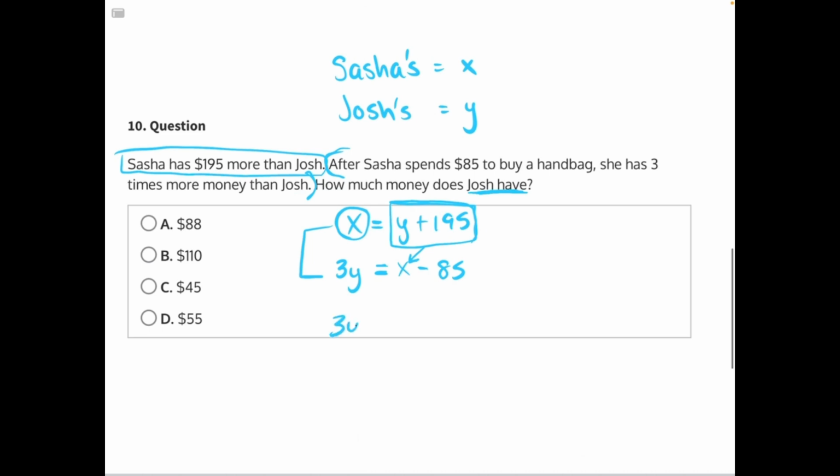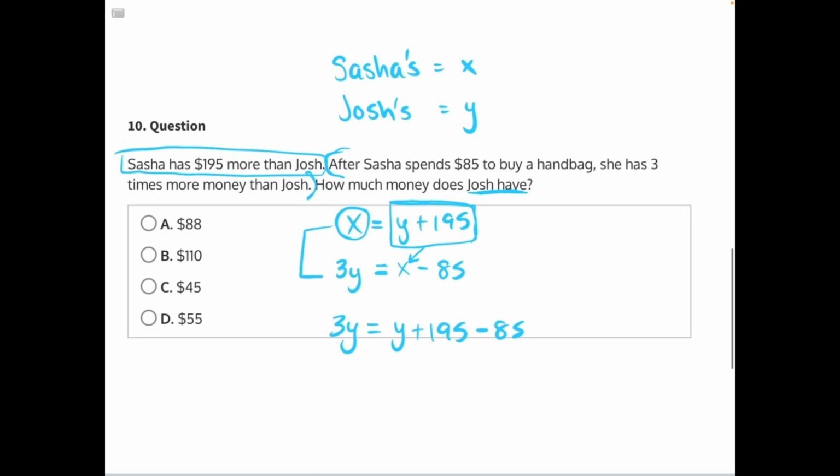We'll have 3y equals, instead of x, we're going to substitute y plus 195, and then bring down our minus 85. So now we have an equation that we can actually solve because we have like terms. So now let's start simplifying.